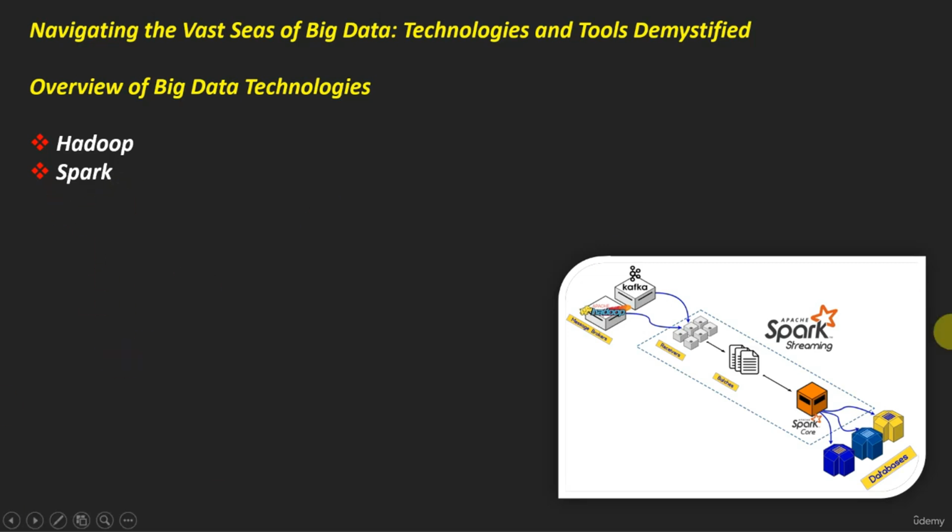Second is Spark software. While Hadoop paved the way for distributed computing, Apache Spark has emerged as its agile successor, offering lightning fast processing speeds and a more versatile programming model. It's built around the concept of resilient distributed datasets. Spark allows for in-memory computation, significantly reducing disk I/O overhead and boosting performance.